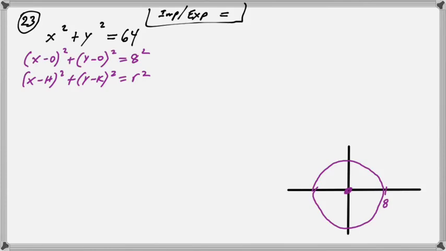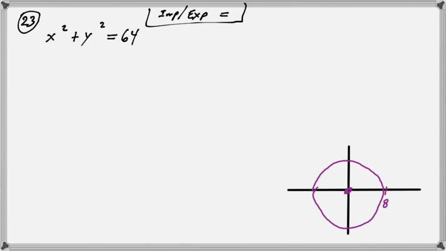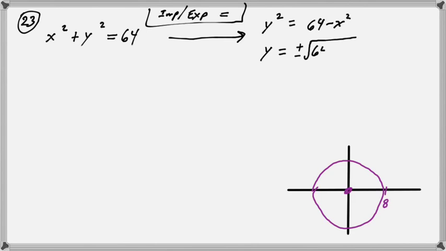Part of it wants us to graph, so I graphed it. Let me get rid of all this. Could anybody solve this for y? Y squared would equal 64 minus x squared. So what would y equal? Plus or minus the square root of 64 minus x squared. Are you aware that the top part is the positive square root part and the bottom part is the negative square root part? That's why it's plus or minus.